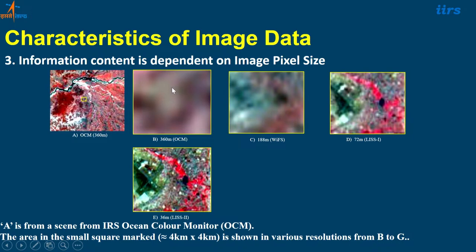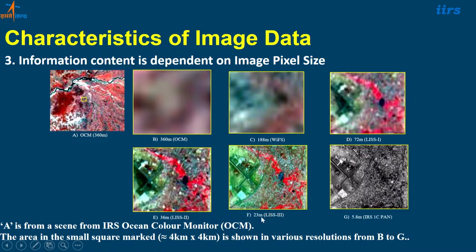If the size of a pixel is 360 meters, and if the size of the same pixel is 188 meters, then I am able to see some content. If the size of one pixel is 72 meters, I am able to see some more content over here. But the sensor is, of course, a different sensor. At 36 meters, I am able to see some more details.